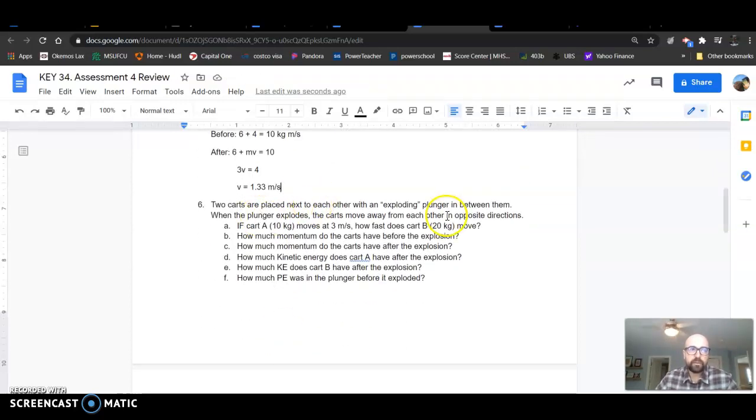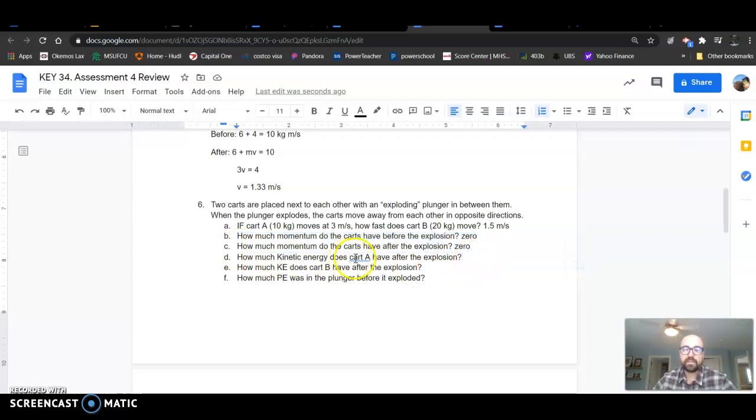Now here, this is like one of the simulations we did with the exploding carts. So if cart A, 10 kilograms, moves 3 meters per second, how fast does cart B, which is twice as massive, move? If it's twice as massive, it moves half the speed. So that's 1.5 meters per second. How much momentum before the collision? Those two carts are sitting there, not moving, so they have 0 momentum before the collision. And if they have 0 before, then they have 0 after. A lot of kids were doing some math here, and you don't need to do that. It's a purely conceptual question.